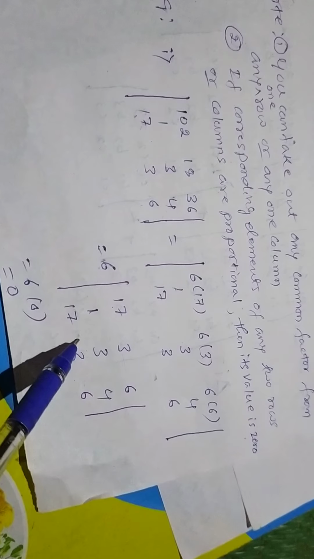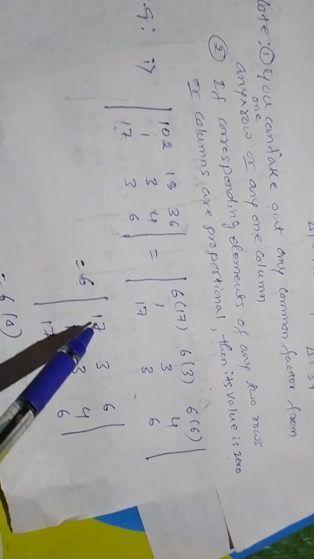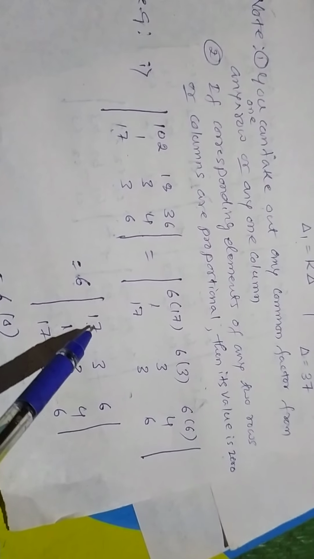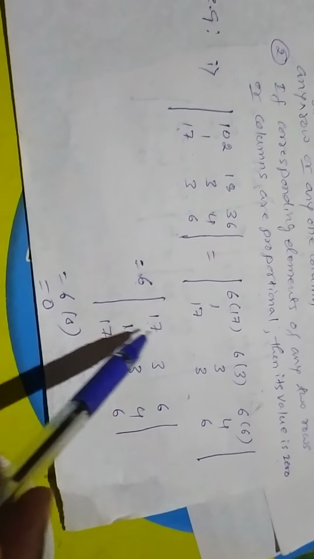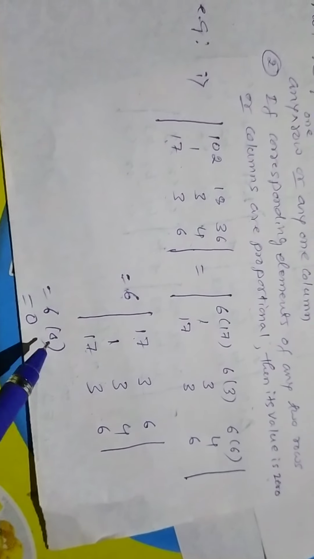You already studied property 3. According to that property, if any two rows or columns are identical, then its value is 0. So here R1 and R3 are identical, hence its value is 0. That is 6 into 0, that is 0. So this is note 1 and 2. Now moving towards property 5.